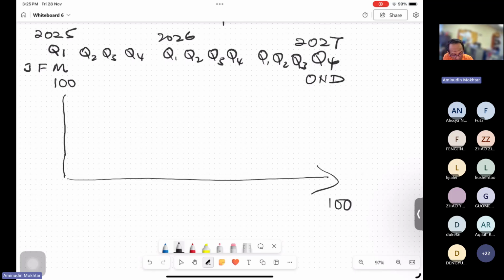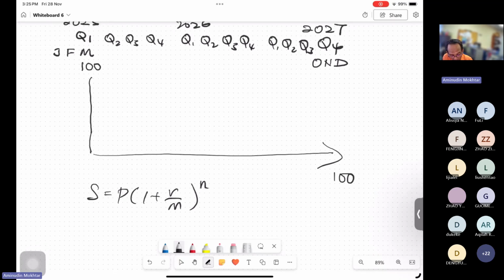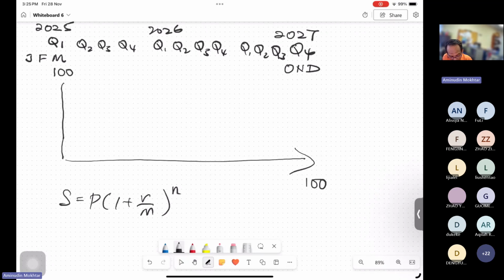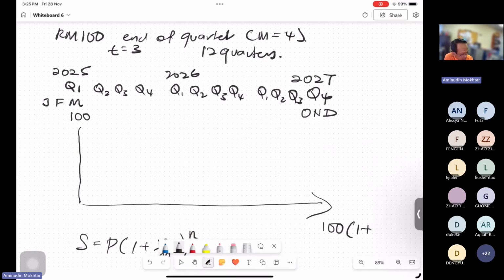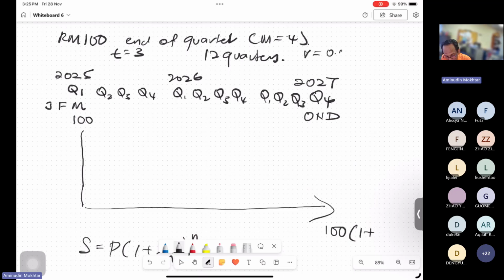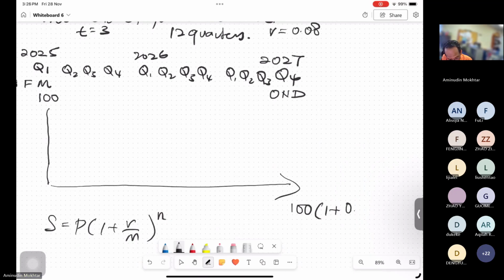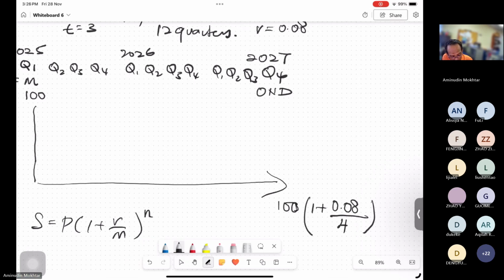So what is the formula for the future value? S equals P times (1 plus r over m) to the power of n. Okay, we will apply this formula. So the future value of the first 100: 1 plus r. What is r? r is 0.08, the nominal interest rate, but compounded quarterly, so divide by 4.